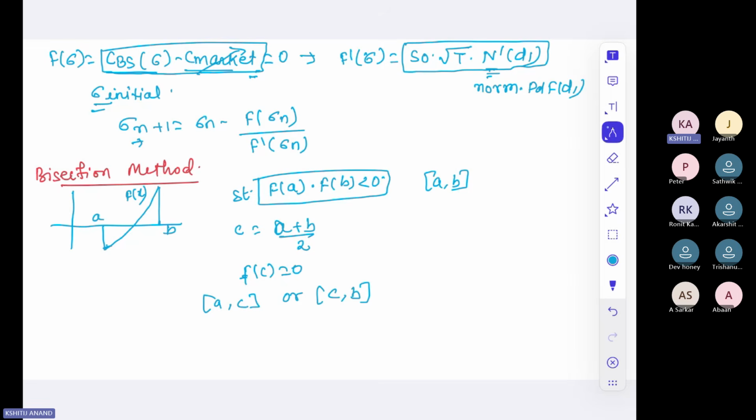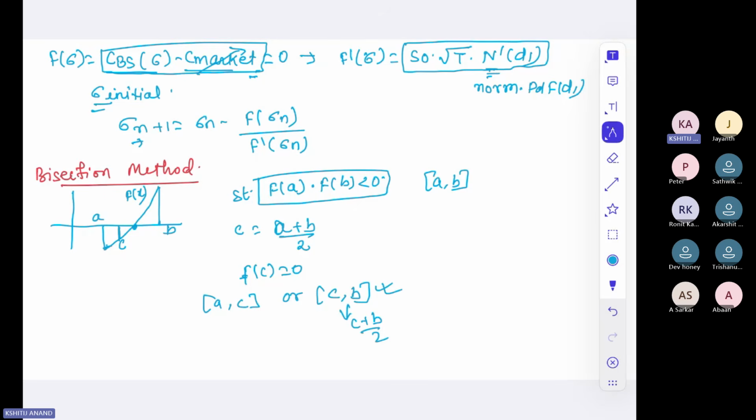So let us say this is c. So f of b into f of c will give me a negative value. So I am sure that now the root lies between c and b, right? So I will be going with it. And then I will again go with c plus b by 2, and then I will again check between which two terms the root lies, and then I will continue this iteration.